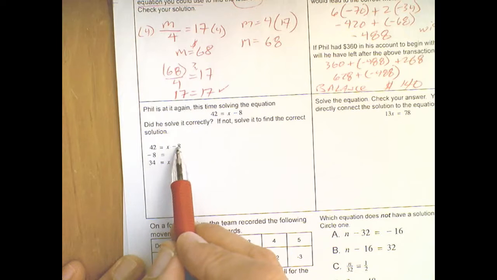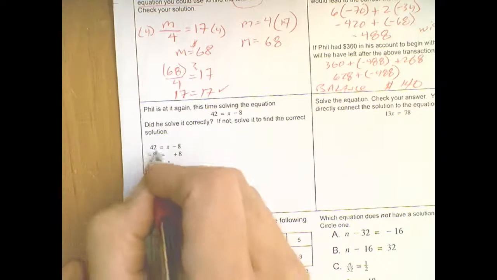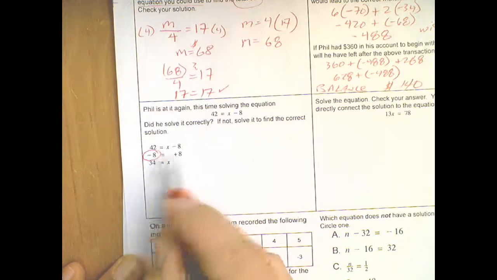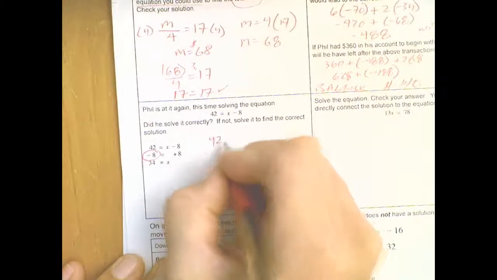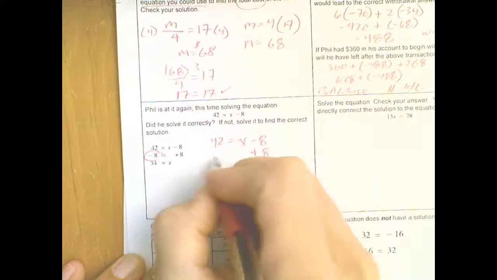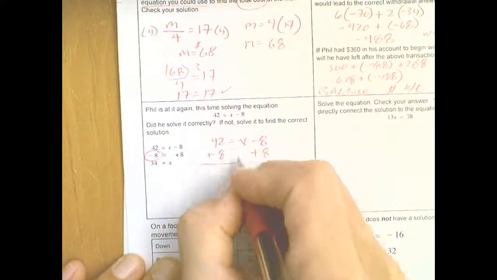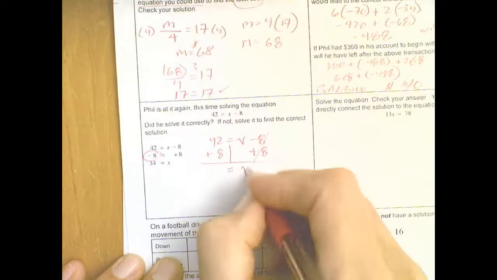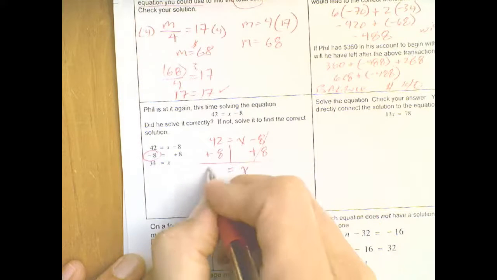That means I have to add 8 to both sides. Oops, sorry, Phil. That's not right. So no, he didn't solve it correctly because he needs to add 8 to both sides. So it should look like this. So if I add 8 to this side, I have to add 8 to this side. You can use a wall of math in this one. So on the right side, those will cancel. I'm left with x. 42 plus 8 is 50.